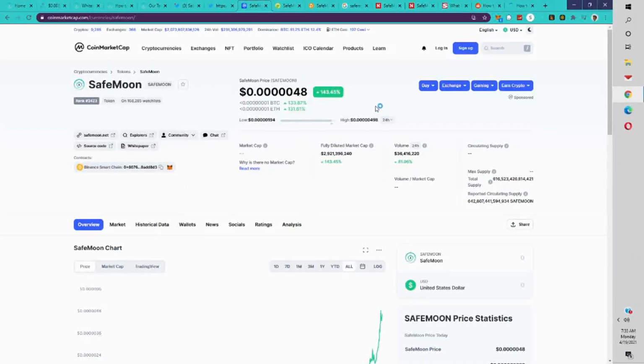So Safemoon is up 143% on the day. The price is four 100 thousandths of a penny. The volume is doing a lot right now, over $36 million in volume. The reported circulating supply right now is 642 trillion. I'm gonna put an emphasis on trillion coins.